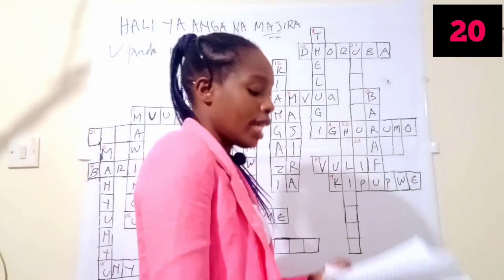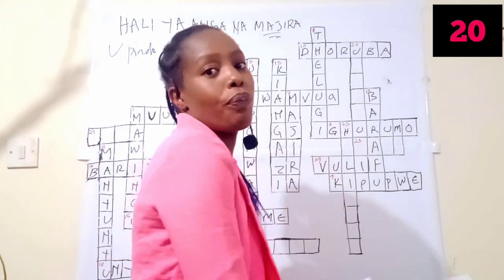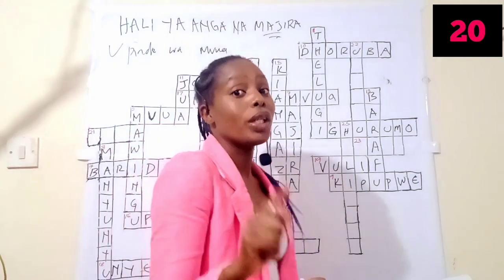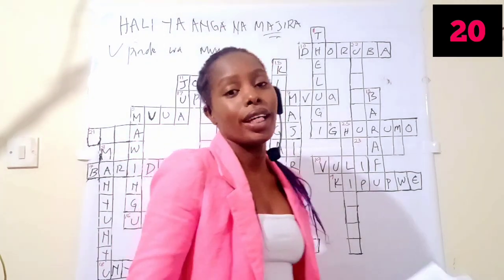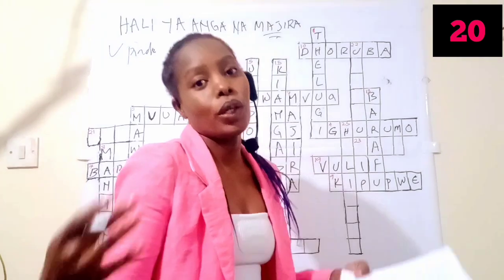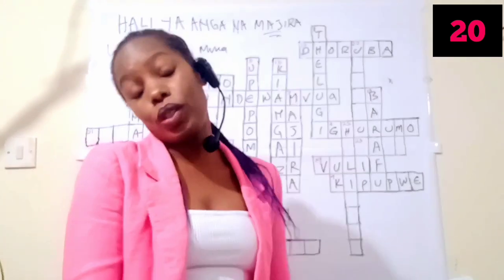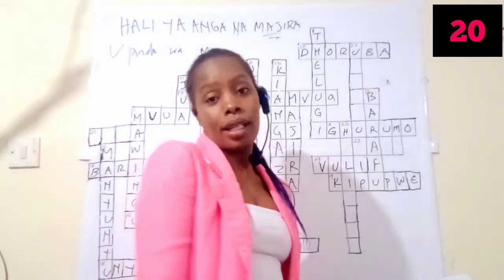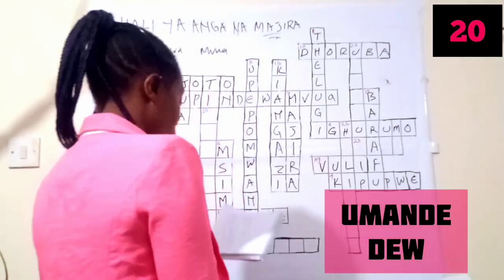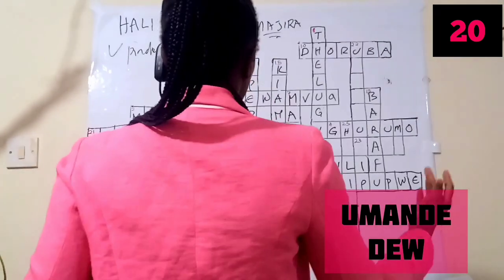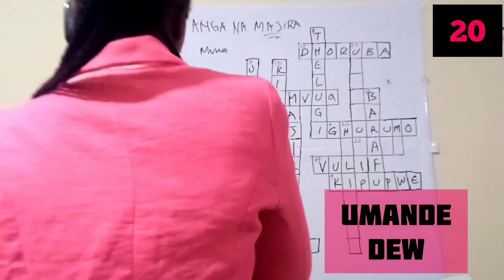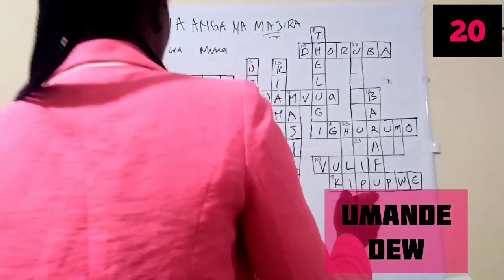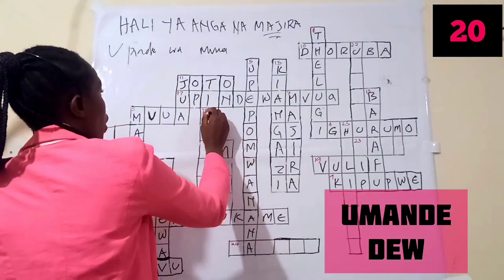Number 20 is dew. What do we call dew in Swahili? Dew in Swahili is umande. Umande, which is number 20. Let's look for number 20. Number 20, umande. Here it is.